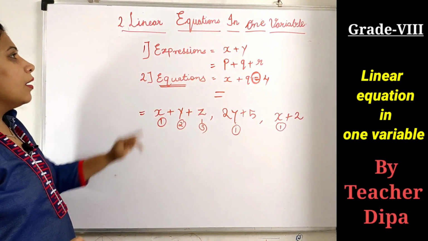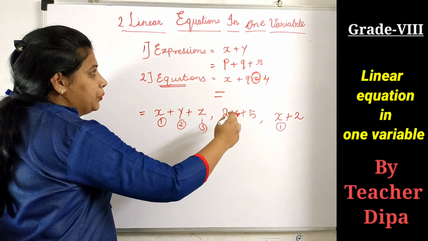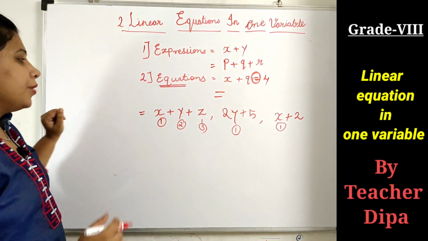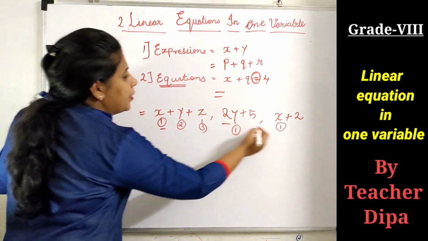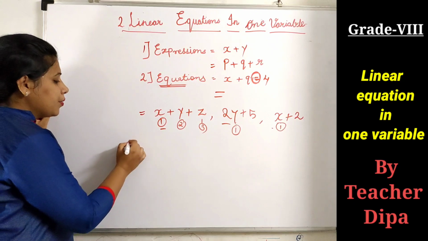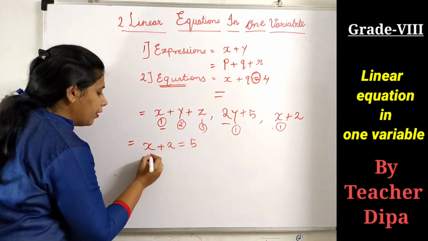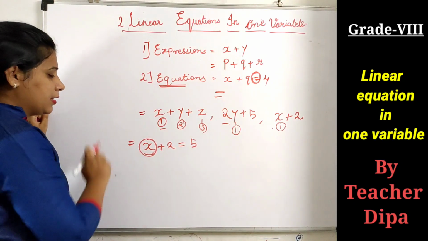So what does it mean? When variables come more than 1, it is not a linear equation. A linear equation means only one variable should be there in the equation. If you are writing x plus 2 is equal to 5, here you can see only one alphabet is there, and that is x.